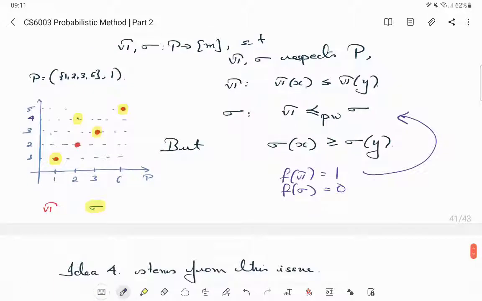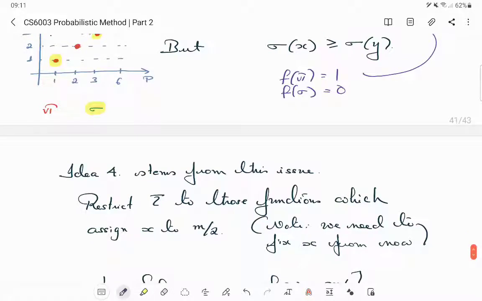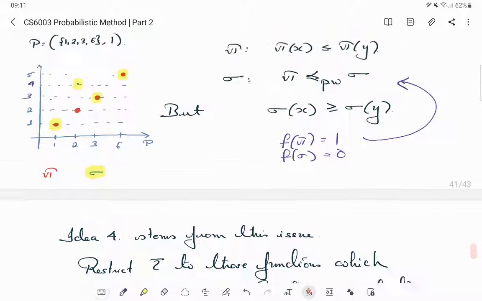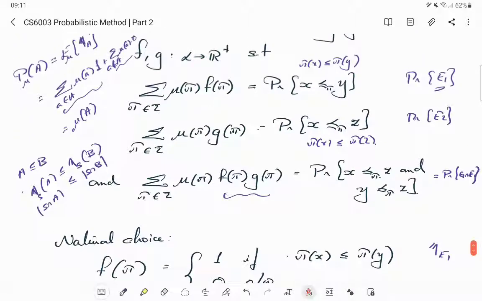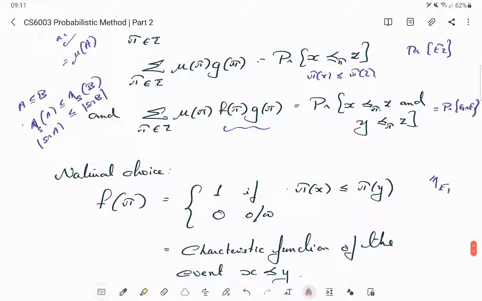So this crisis is what calls for idea 4. Idea 4 stems from this issue. The idea is to restrict tau to only those functions which assign x to m by 2. Remember, in this XYZ theorem, you can pick any 3 points x, y, z while doing this proof. At least from this point onwards, when we are starting to define f and g, we are fixing 3 points x, y, and z in your partial order P.